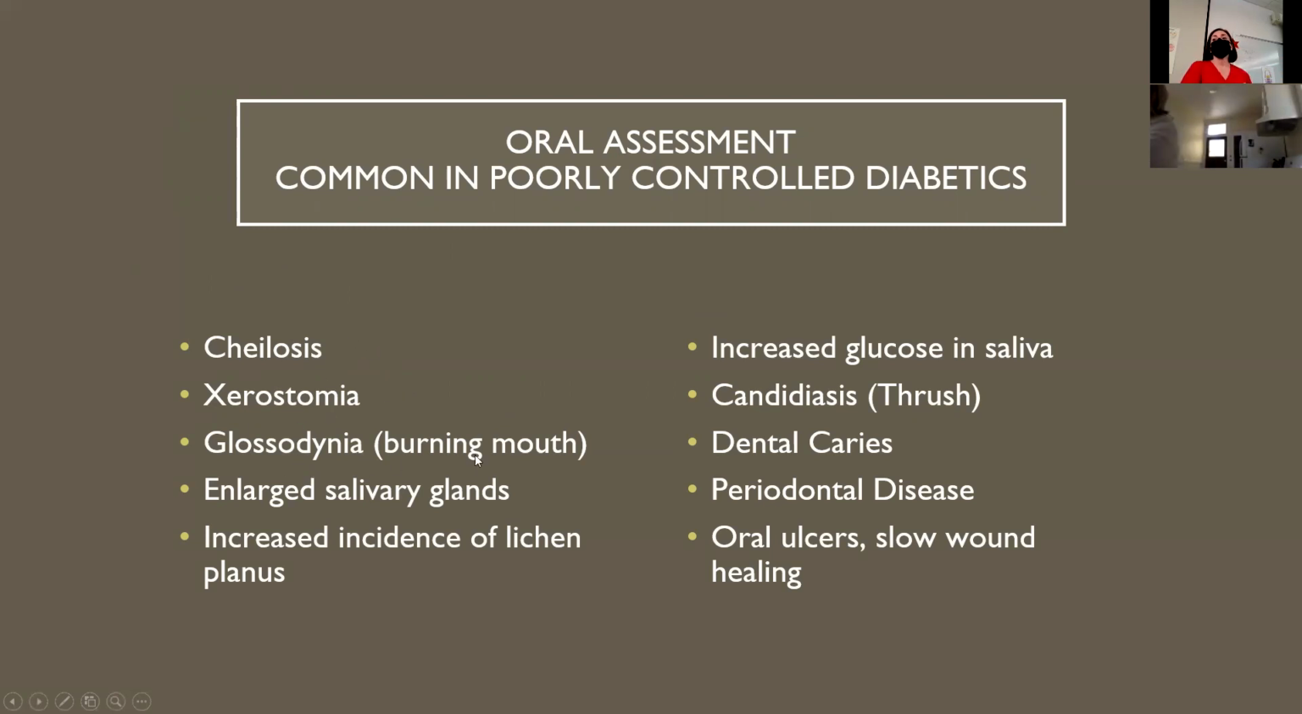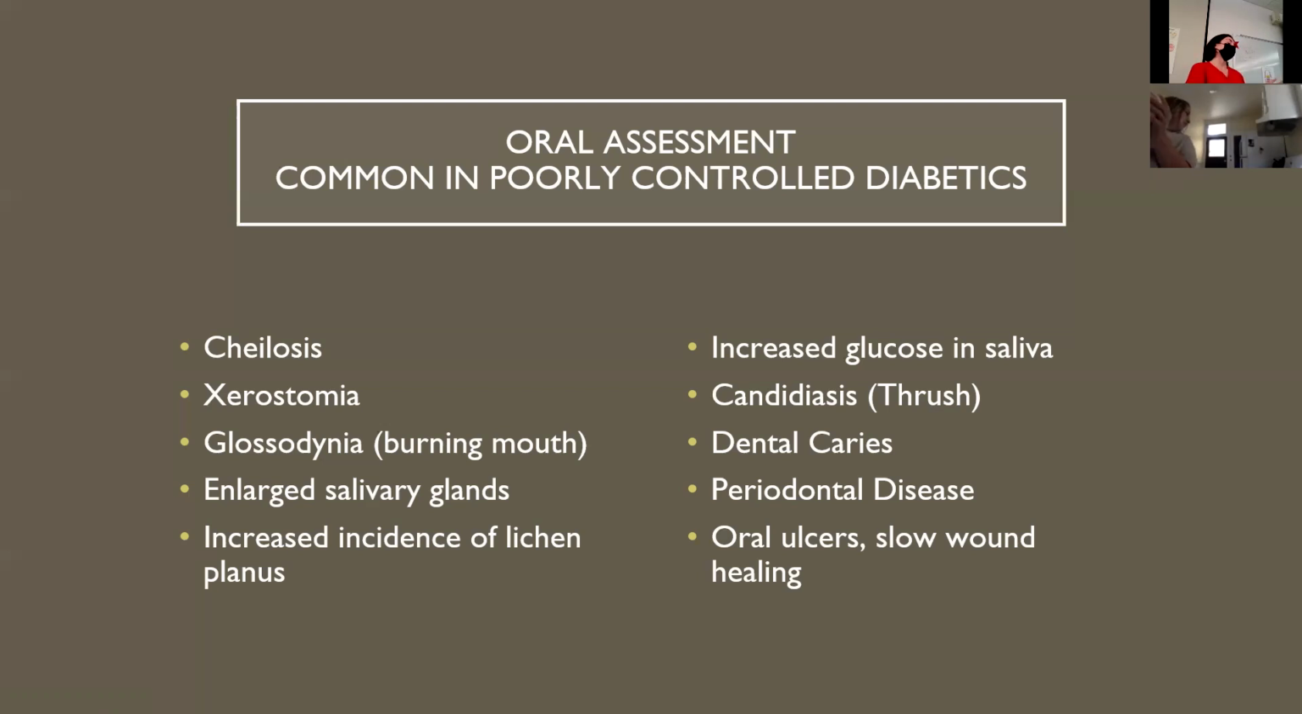xerostomia, burning mouth syndrome. Sometimes they don't know what's connected or what's causing the burning mouth, but that's seen in patients that are diabetic. Enlarged salivary glands, increased incidence of lichen planus. They have higher levels of glucose in their saliva, so that also makes them, of course, more prone to decay and cavities. So that ushers in a whole different set of recommendations that we'd have.